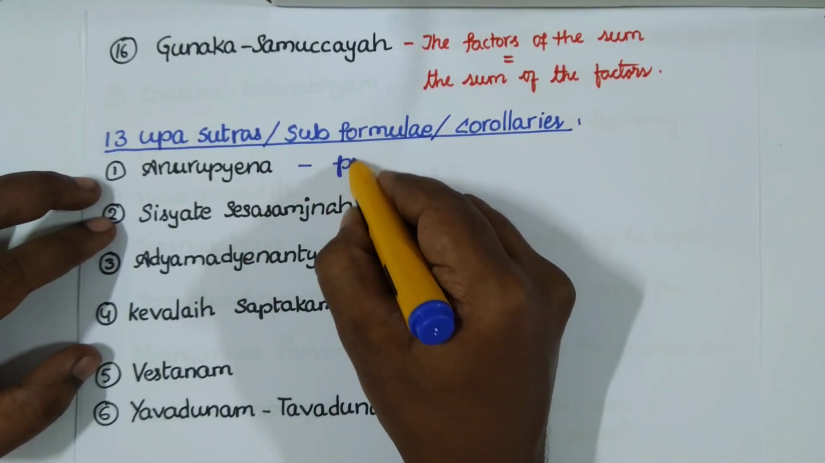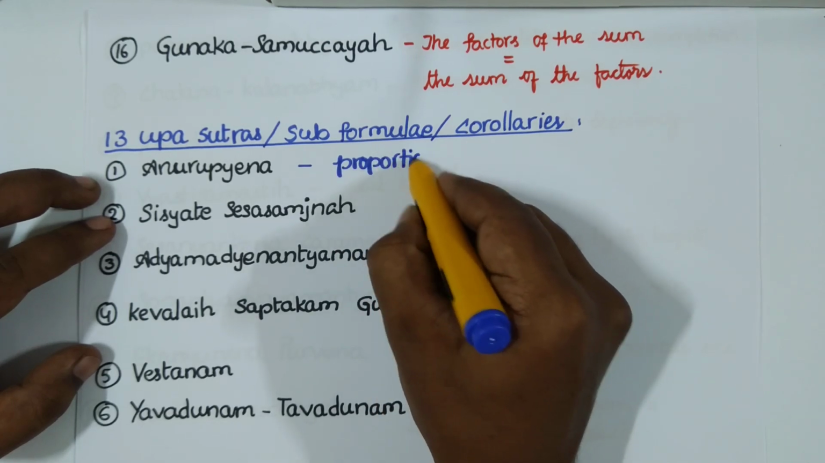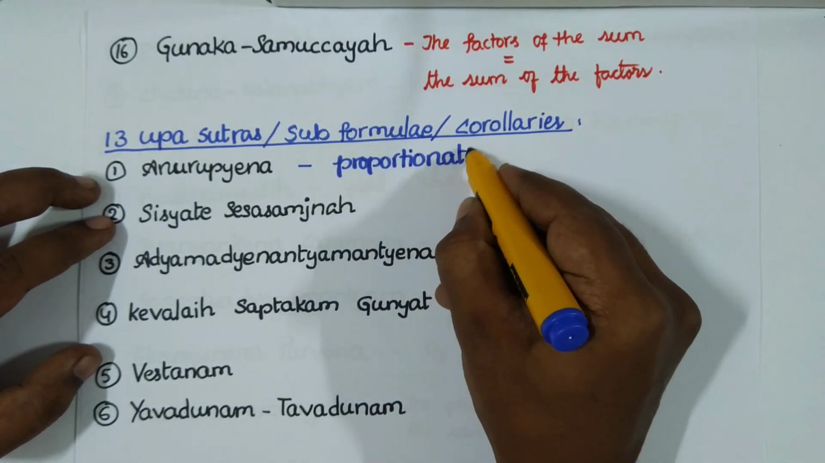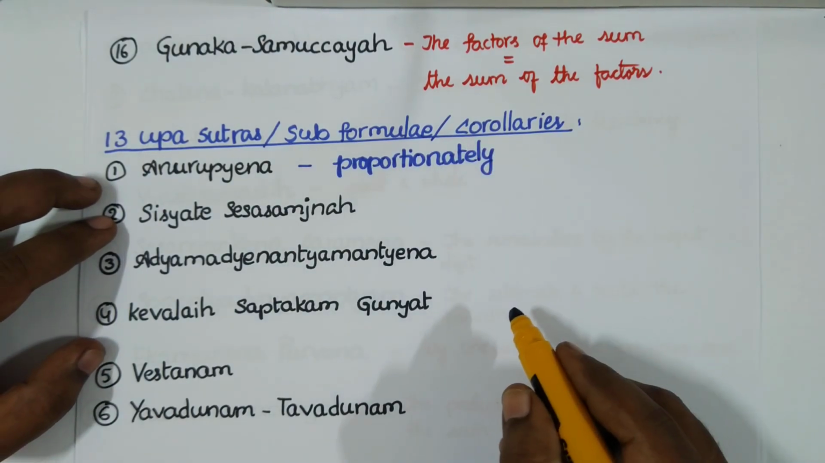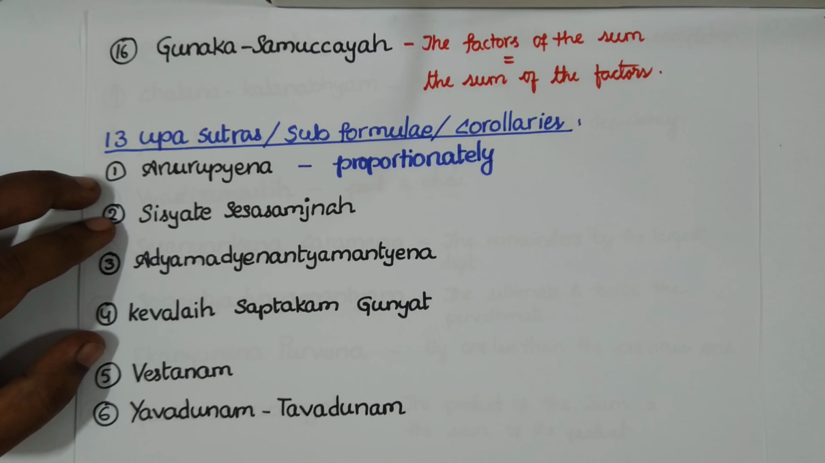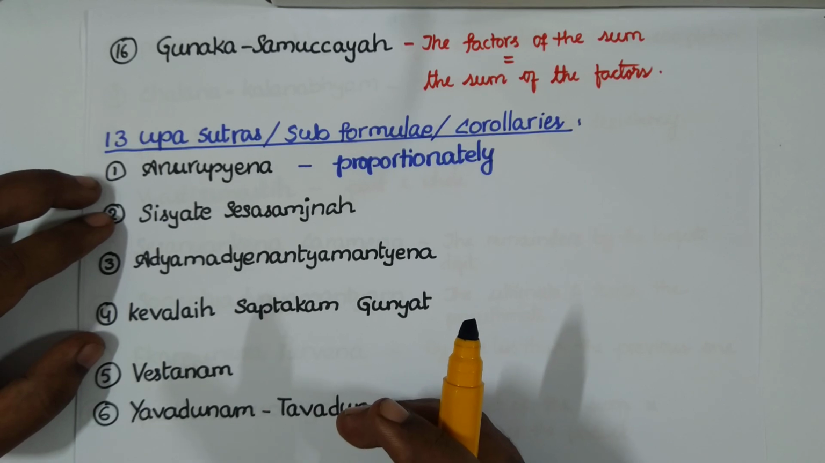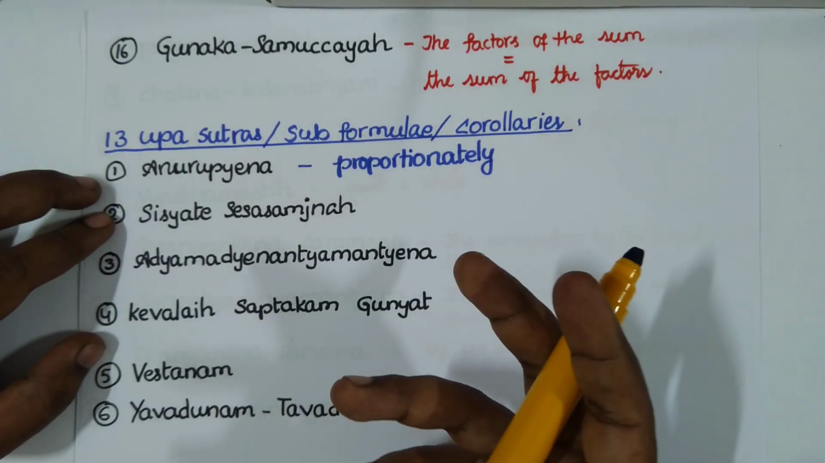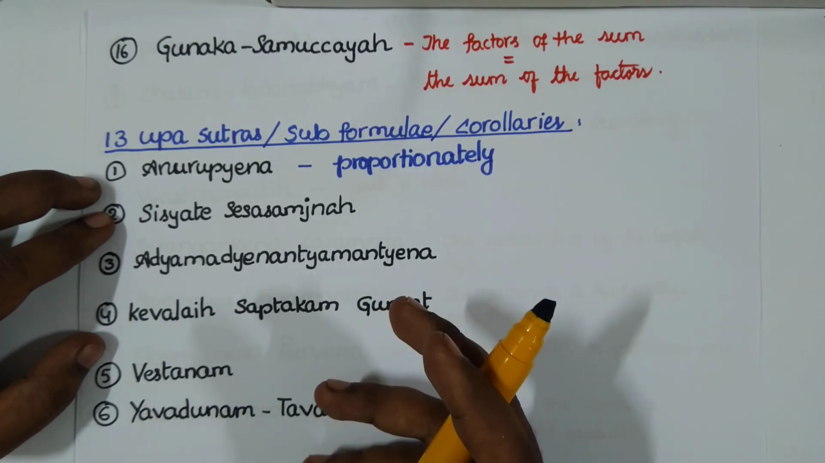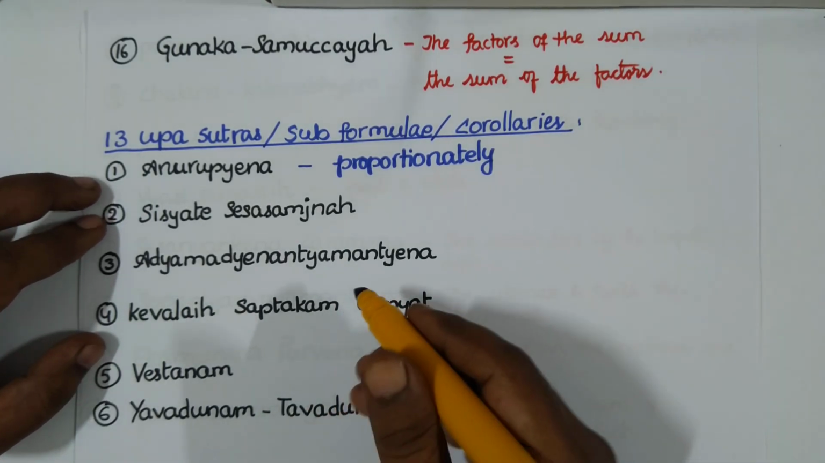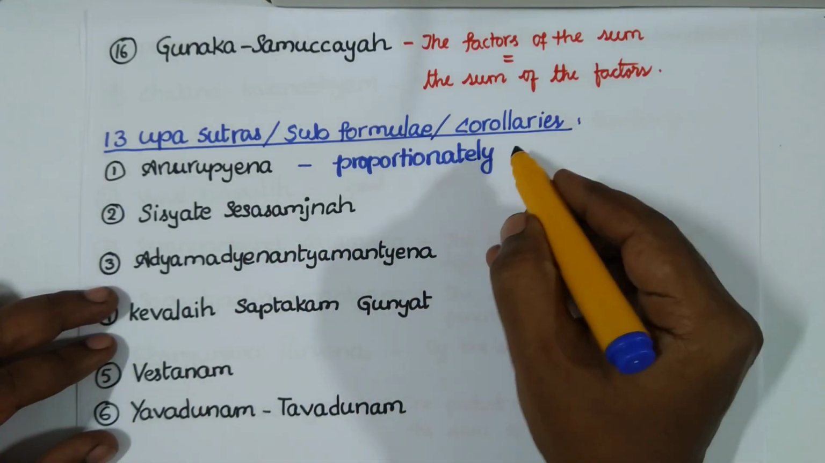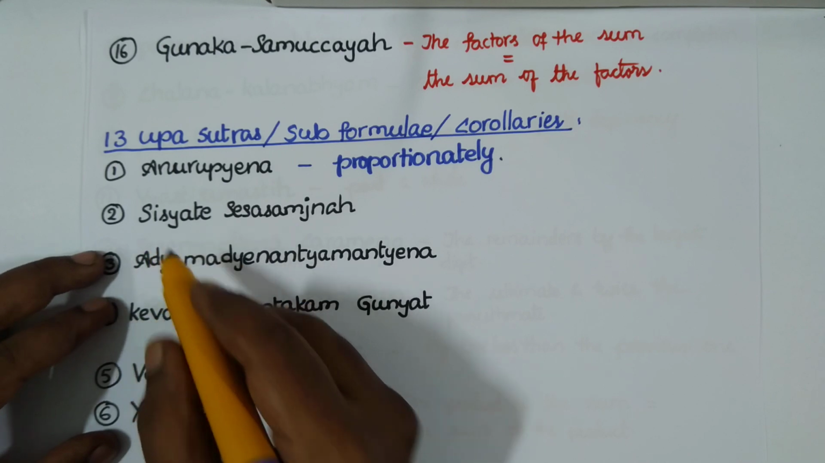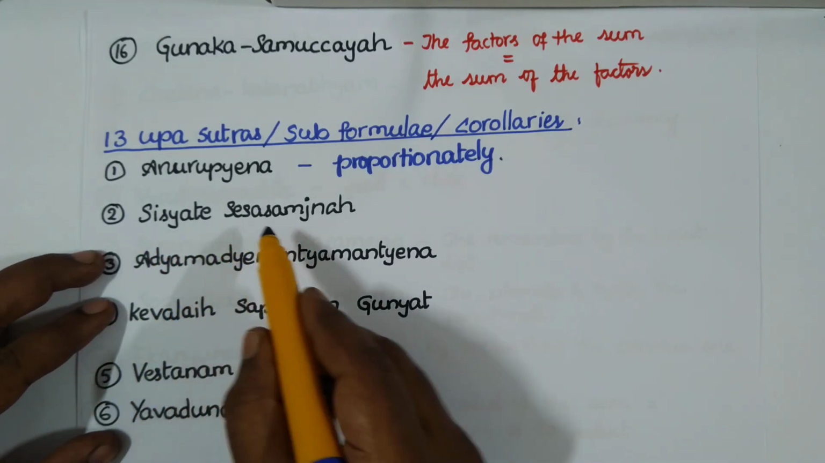Anurupyena means, very simply, proportionately. You should learn some basic Sanskrit as well. Like if a boy wants to ask the name of another boy, he could ask like this: Bhavataha nama kim? And I can answer, Mama nama Vikramaha. Similarly, if you want to ask a girl her name, you could ask this way: Bhavatyaha nama kim? Anyways, Anurupyena means proportionately.